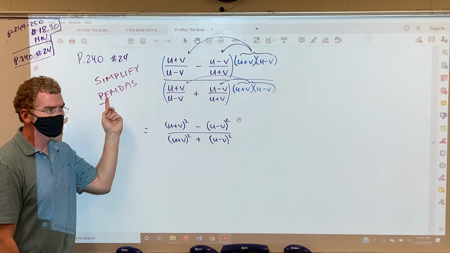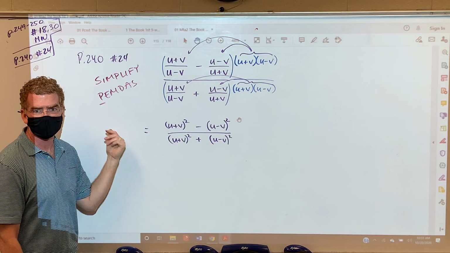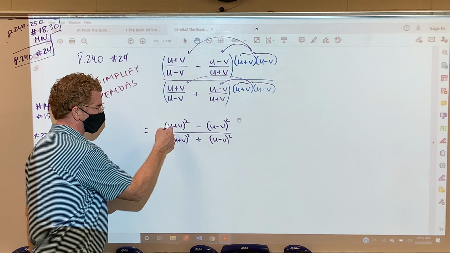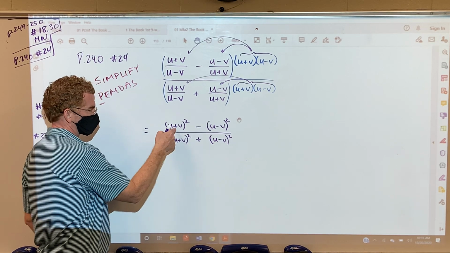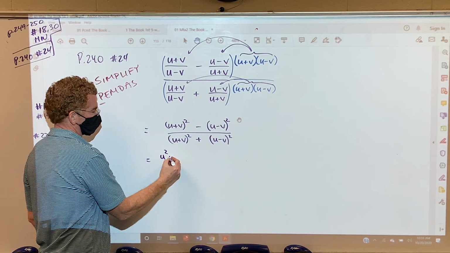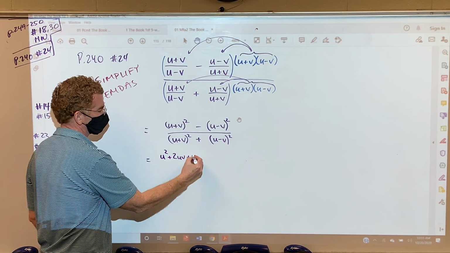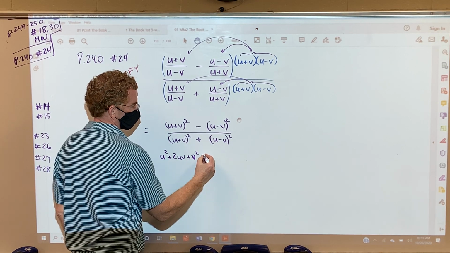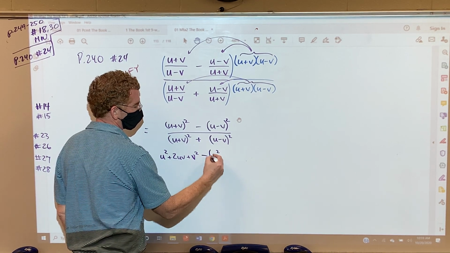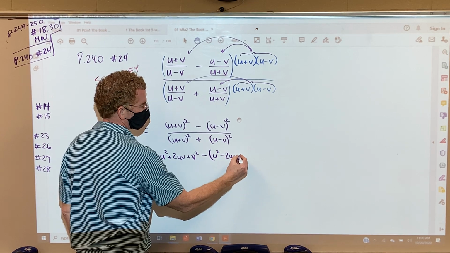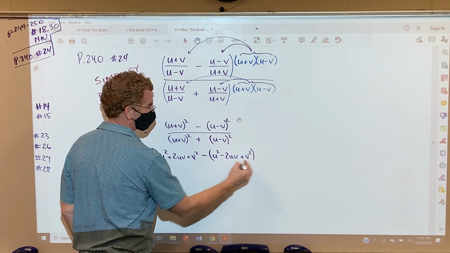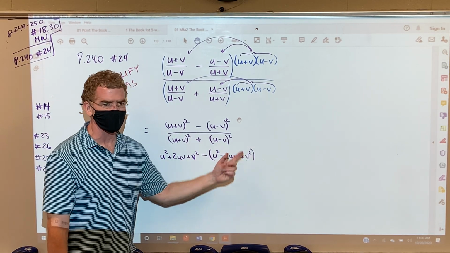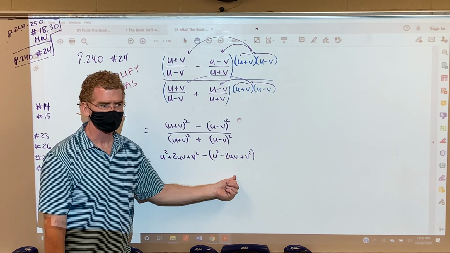Move on to exponents. So multiply all these out and then add and subtract, multiply, divide, all that stuff. Let's just start doing it. So what does this give me when I square that? u squared plus 2uv plus v squared. What does this thing give me? u squared minus 2uv plus v squared. Do you see why I left it in parentheses? Because I'm going to have to distribute that negative in. That's probably the biggest mistake on a problem like this that I see.